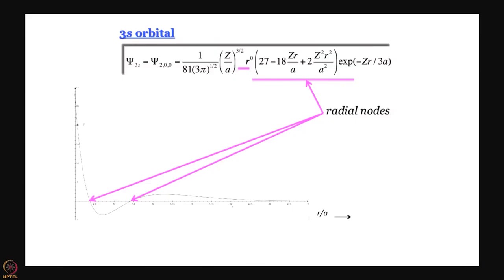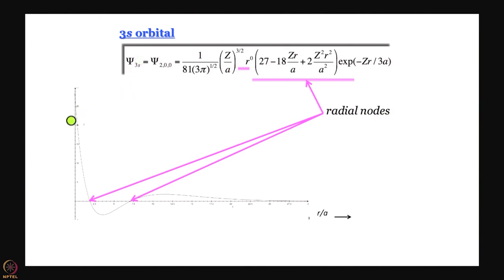3s orbital, remember, has in its expression a polynomial of second order, the 3 terms. So, polynomial of second order equated to 0 gives you 2 roots, and you can work out what these roots are. I think they are 1.9 and 9 if you just take z to be 1 and a to be 1. So, they occur in 2 different places. In fact, you see what the values are here. Okay. So, you have 2 radial nodes.